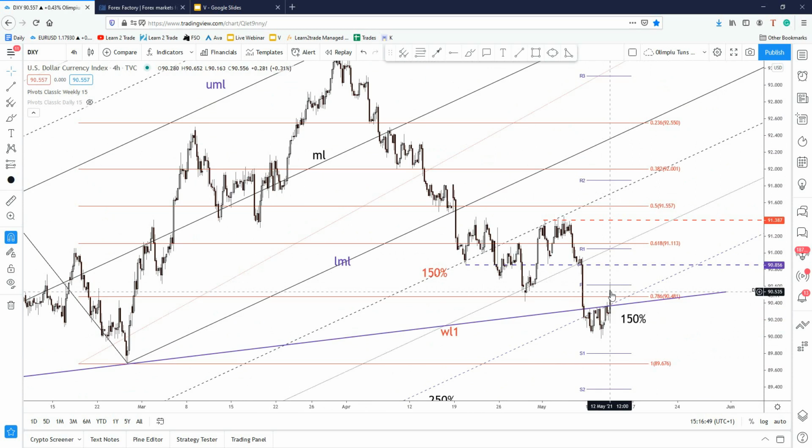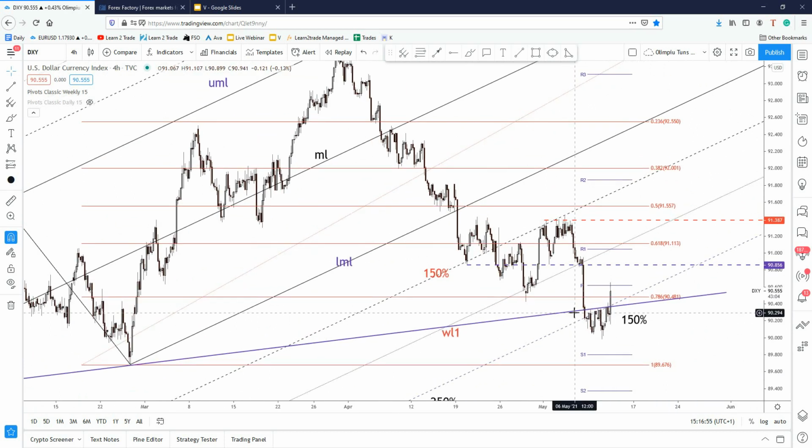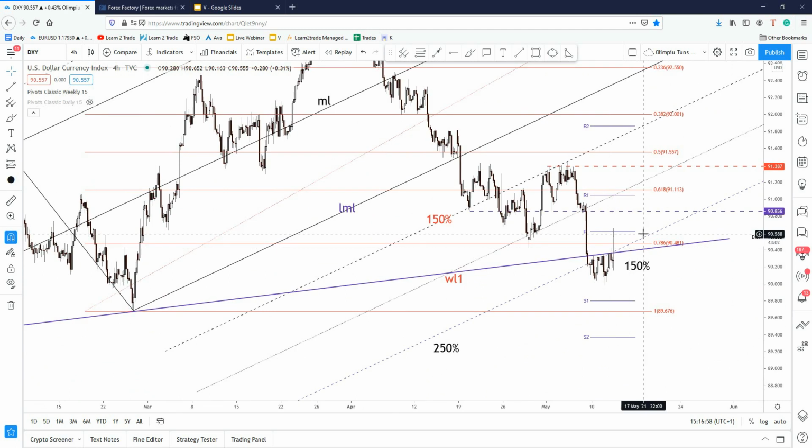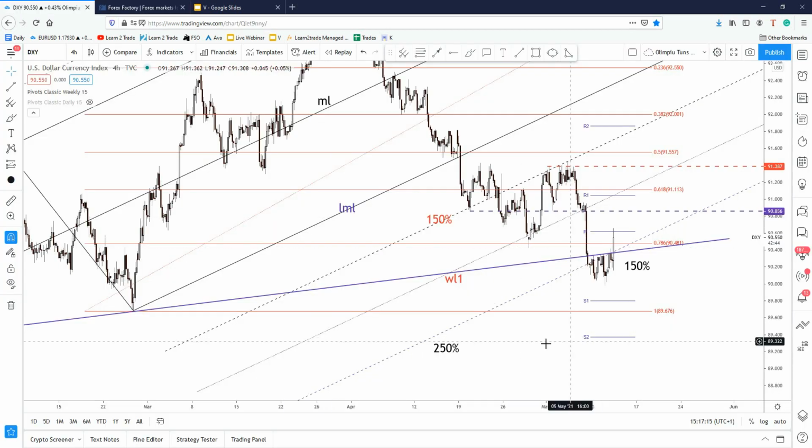The DXY was still bearish after this breakdown below this uptrend line, after this drop below the 250% Fibonacci line, but these indicators, the CPI, the core CPI, so the US inflation data, have boosted the DXY, and it has forced the greenback, the US dollar, to increase in the short term.